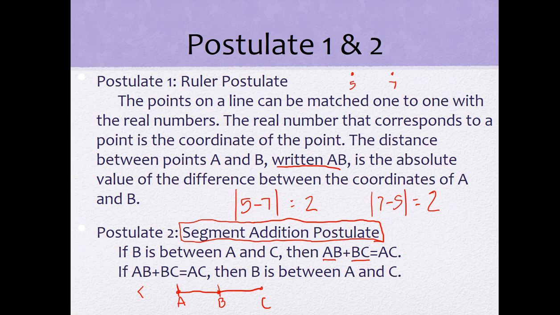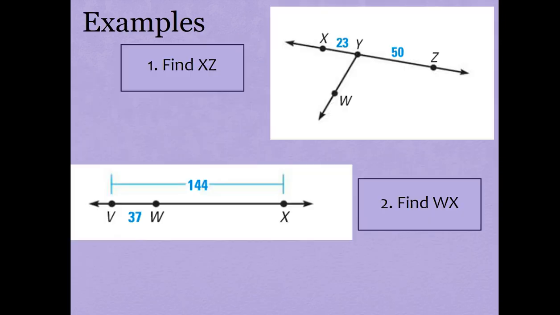If I add this part to the left of B with the part that's to the right of B, I should get the whole thing from A to C. And the opposite's also true. If they tell you AB plus BC equals AC, then B is somewhere in the middle. It doesn't have to be the exact middle. You could have B closer to A, but it's somewhere between them. Either way, AB plus BC equals the whole thing of AC. So we can use that. Again, these might seem pretty basic, but try to think about why it works.